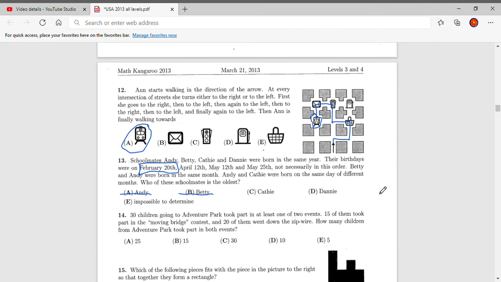Now, it says Andy and Kathy were born on the same day of different months. So the only two dates that have the same day but different months are April 12th and May 12th. So we already know Andy has to be born in May. So that means Andy's going to be May 12th, leaving Betty with May 25th. And that leaves Kathy with April 12th because of the same day, leaving Danny with the birthday on February 20th.